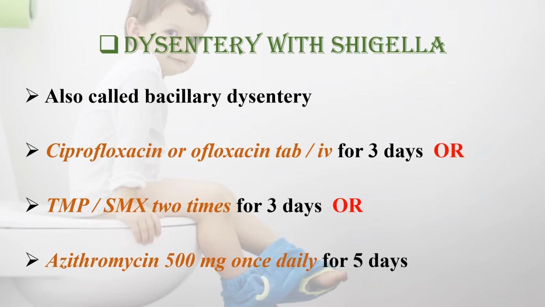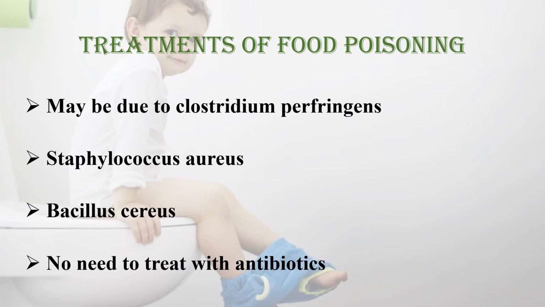Next one, dysentery with Shigella. It is also called bacillary dysentery: ciprofloxacin or ofloxacin tab or IV for 3 days, or Bactrim DS, trimethoprim and sulfamethoxazole, which is a combination drug, 2 times for 3 days, or azithromycin 500 mg once daily for 5 days.